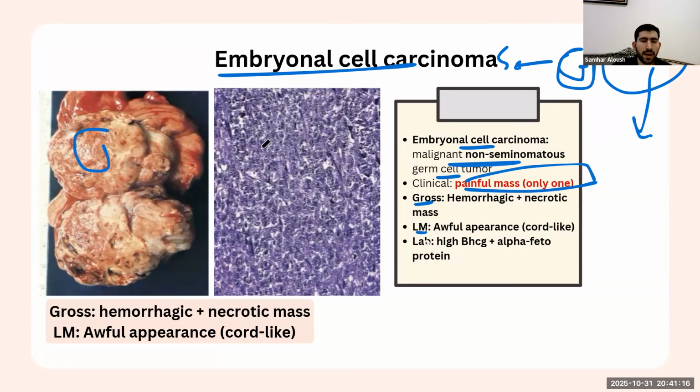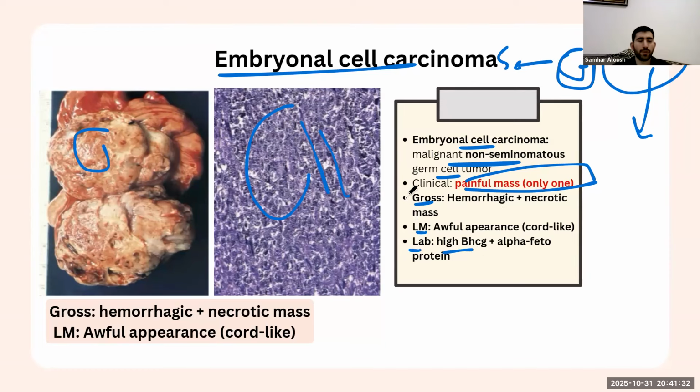And in light microscopy, it looks very ugly. I can't tell what is going on. People call it cord-like appearance. I can see a cord. I just see a very awful appearance, honestly. Lab-wise, it's high in everything.